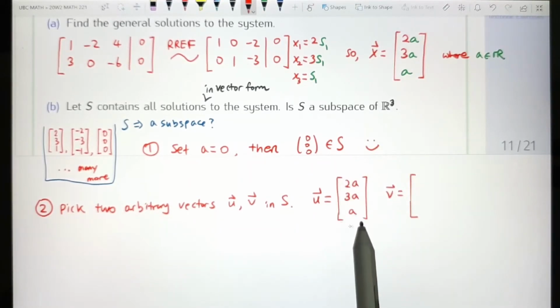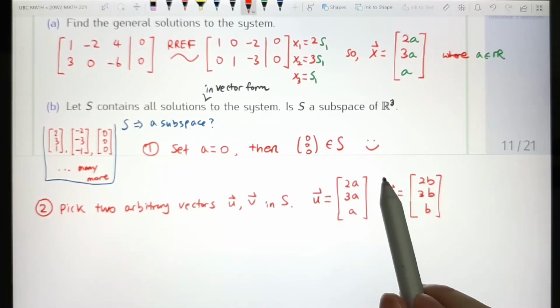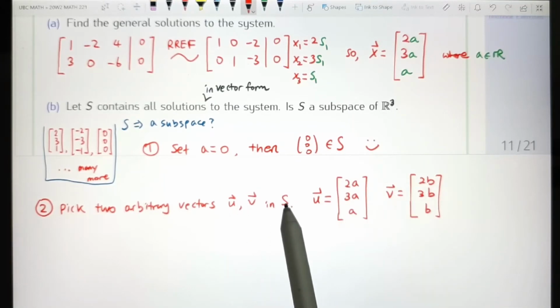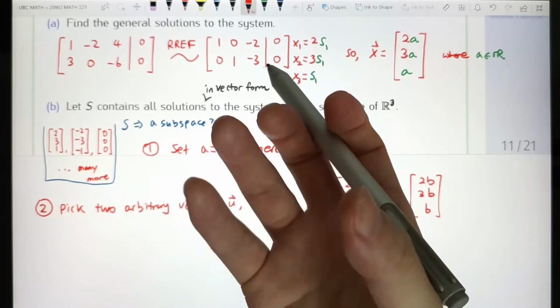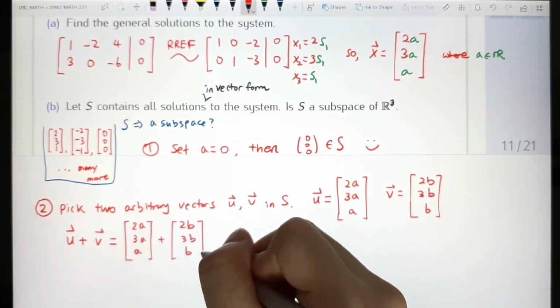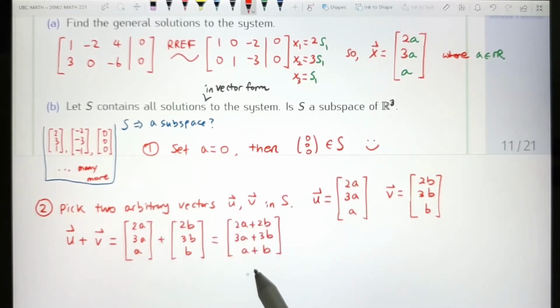Also, v has to have this kind of DNA. This DNA is 2 times a scalar, 3 times a scalar, and that scalar, let's call that dummy variable b, b, b this time. Now we have successfully picked u and v in the box S. Okay? We have to check their sum, u plus v. Do you guys understand so far? We have the result vector as 2a plus 2b, 3a plus 3b, and a plus b at the end.